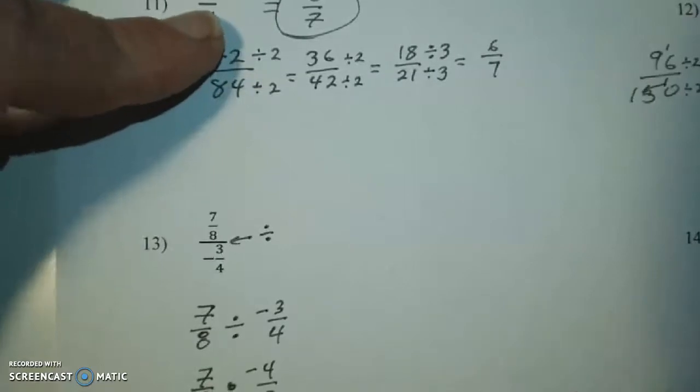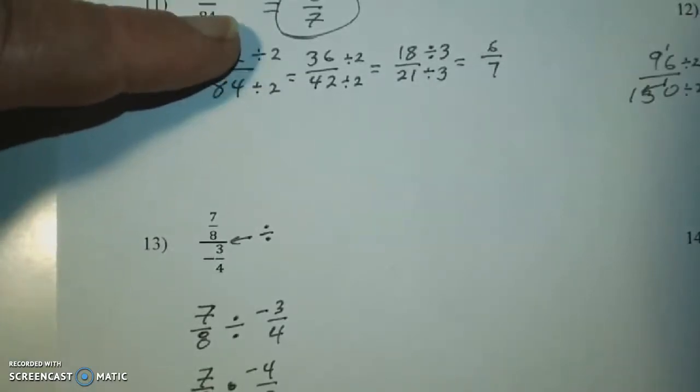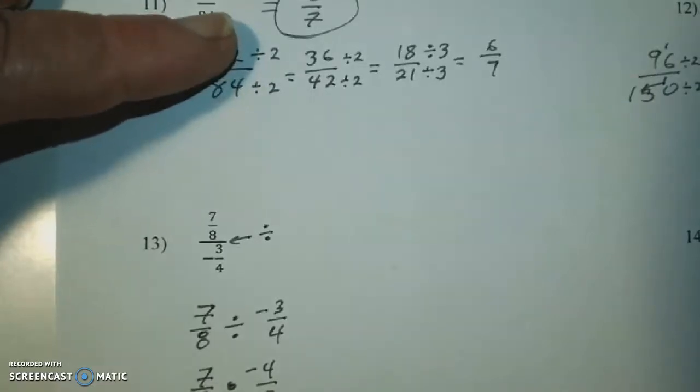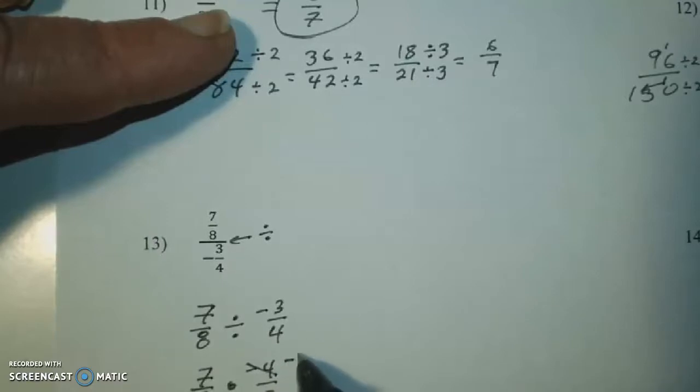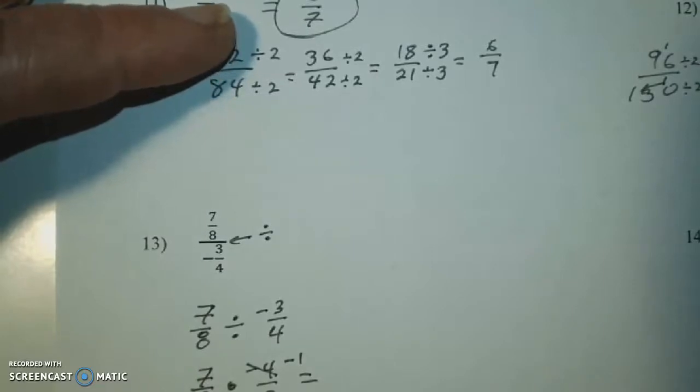Reduce. 7 and 3 don't have anything they both can be divided by. I recommend you reduce before you multiply. 4 and 8 can both be divided by 4. So divide them both by 4. 8 divided by 4 would become a 2. Negative 4 divided by 4 would be a negative 1. The only rule we have for multiplying fractions is to multiply numerator times numerator, denominator times denominator. So multiply 7 times negative 1, you get negative 7. 2 times 3, you get 6.